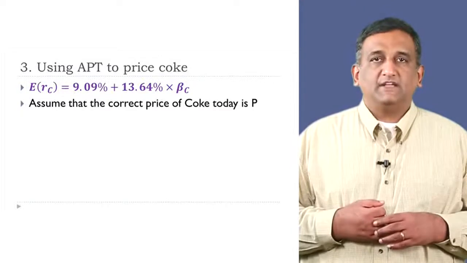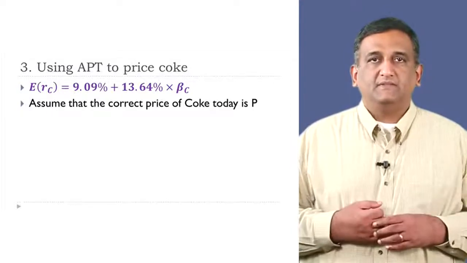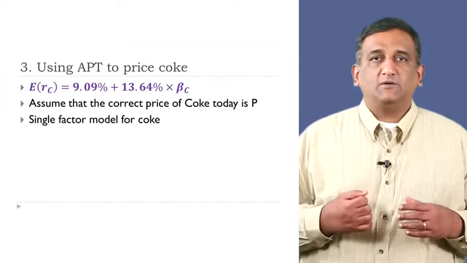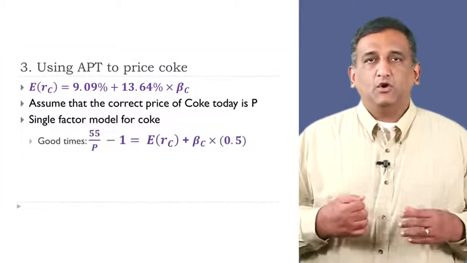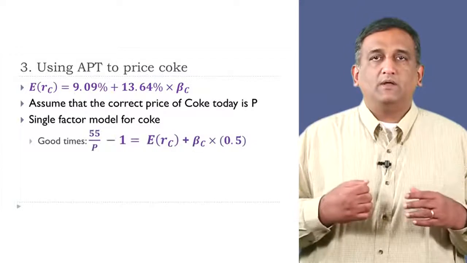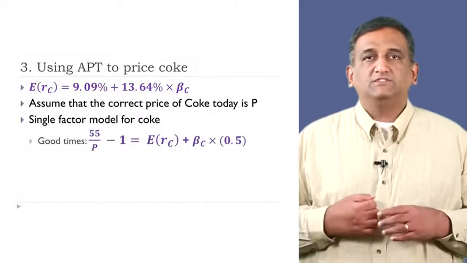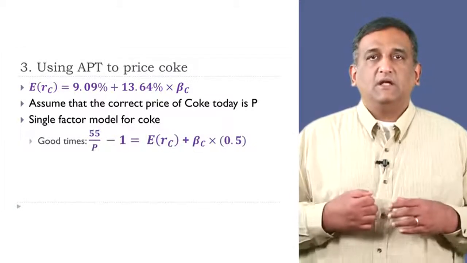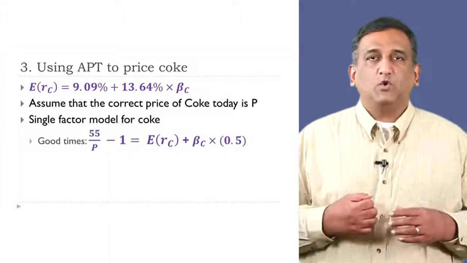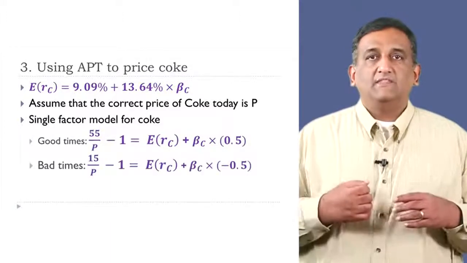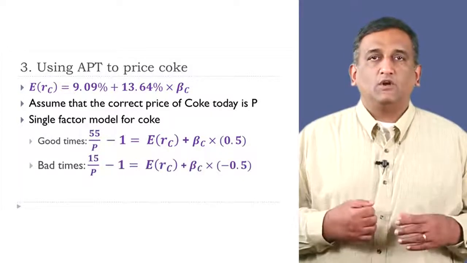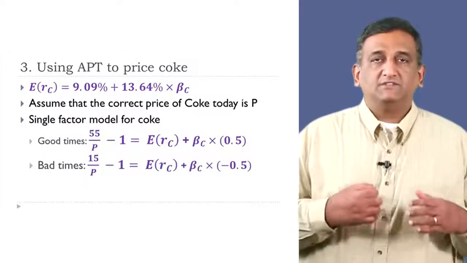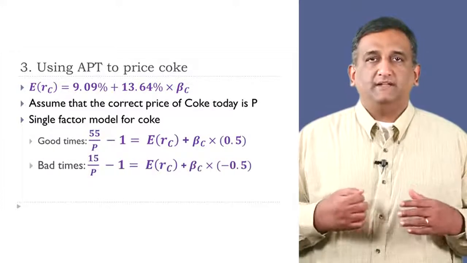Assume that the correct price of Coke today is P. Let's write the single factor model for Coke in the good and bad states. In the good state, it is 55 over P minus 1 equals Coke's expected return plus 0.5 times Coke's beta. In the bad state, it is 15 over P minus 1 equals Coke's expected return minus 0.5 times Coke's beta.